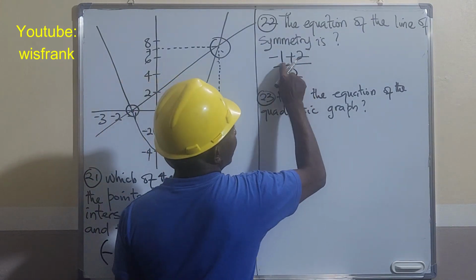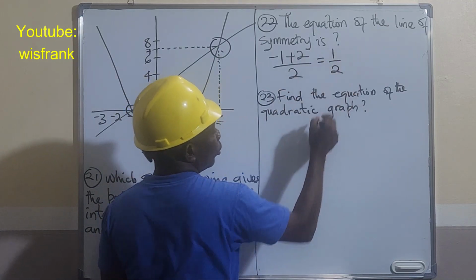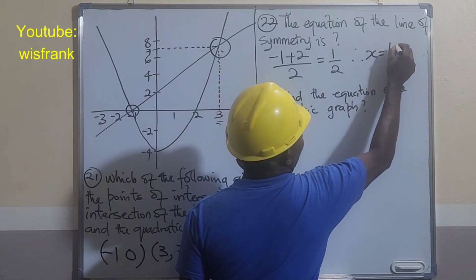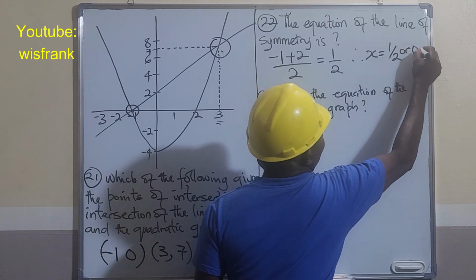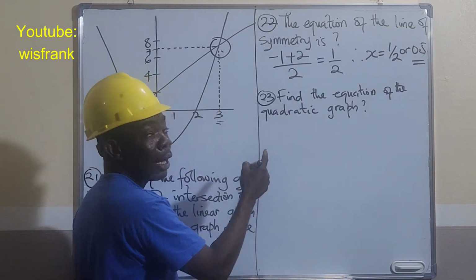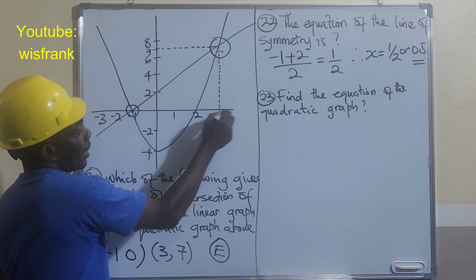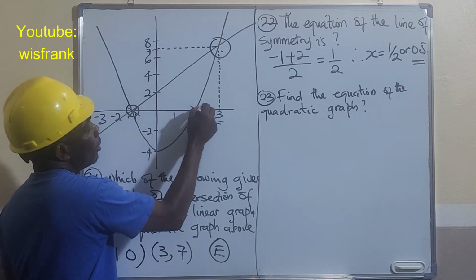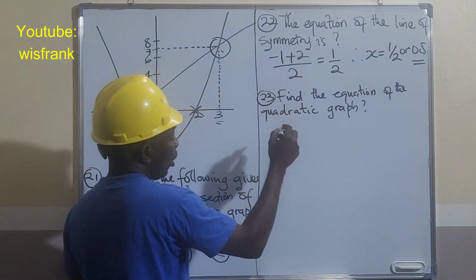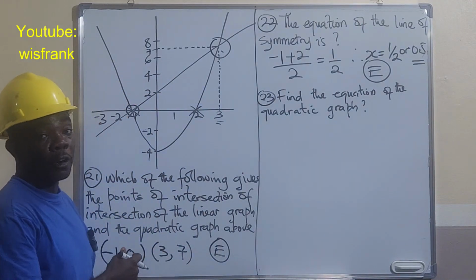This is the same thing as -1 plus 2, which is 1, all over 2. Therefore, x equals 1 over 2, or 0.5. That is the line of symmetry, midway between the two points where the quadratic curve cuts the x-axis, and the correct option for that question was E.